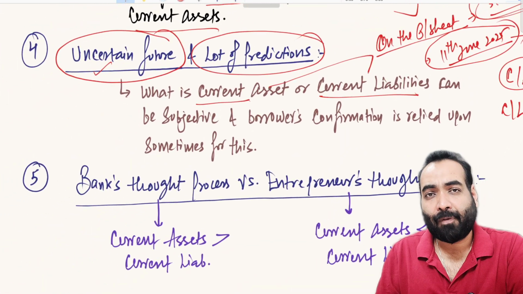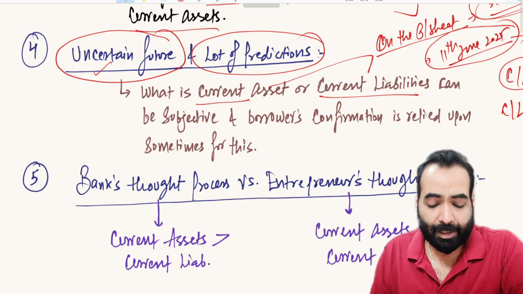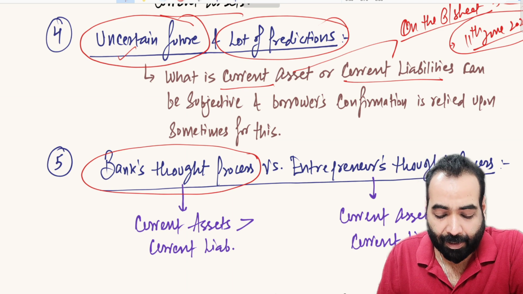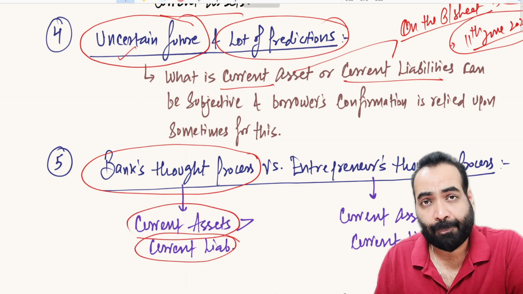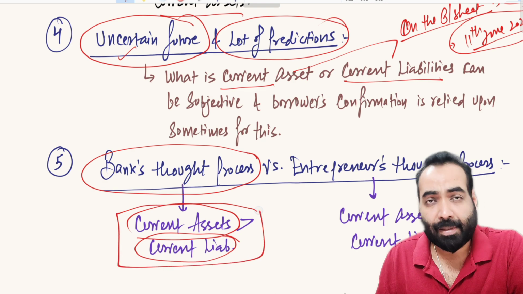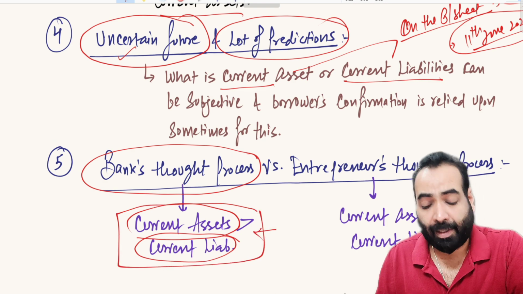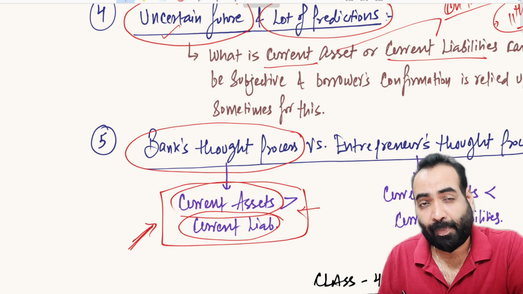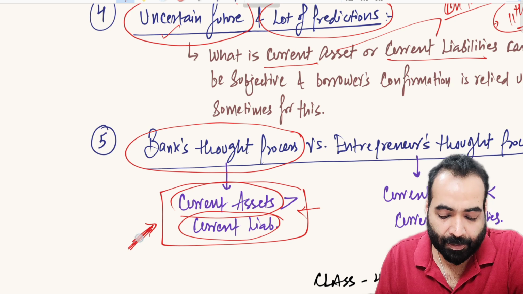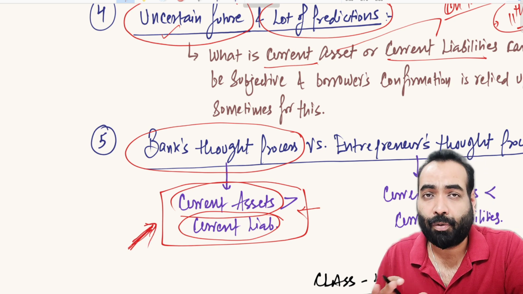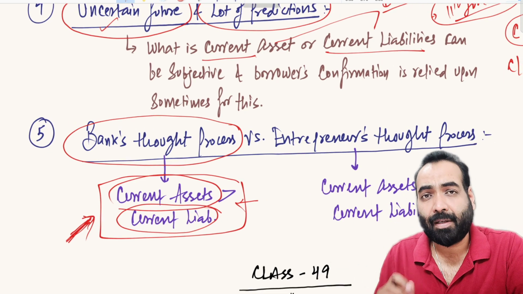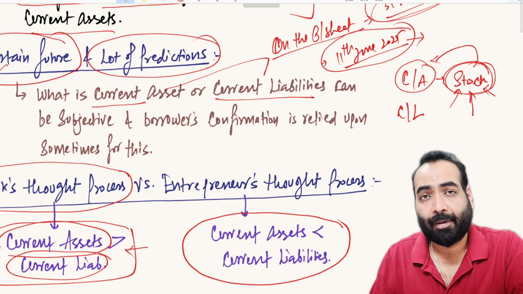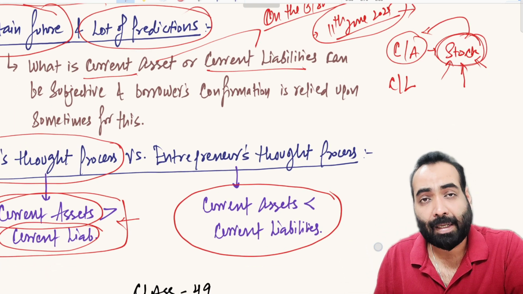Now the fifth point is a kind of psychological or theoretical point, right? What is the bank's thought process? The bank thinks that current assets should always be more than current liabilities, and only then will your eligibility be met. So the bank is pushing you hard to achieve this situation of current assets being greater than current liabilities. If you are in this situation, only then will the bank consider you good for funding, right? But if we think carefully, the promoters actually think on the reverse side. Promoters actually want the current assets to be less than current liabilities.